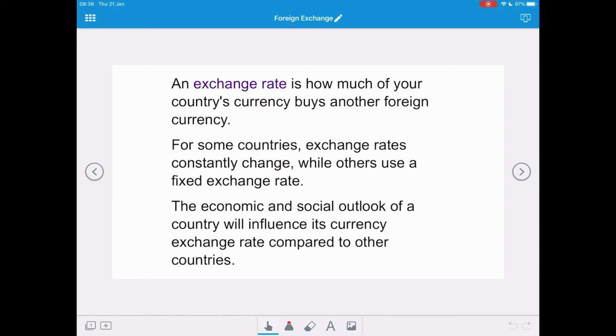For some countries, exchange rates constantly change, while others use a fixed exchange rate. The economic and social outlook of a country will influence its currency exchange rate compared to other countries. As of 2019, the foreign exchange market trades $6.6 trillion a day.